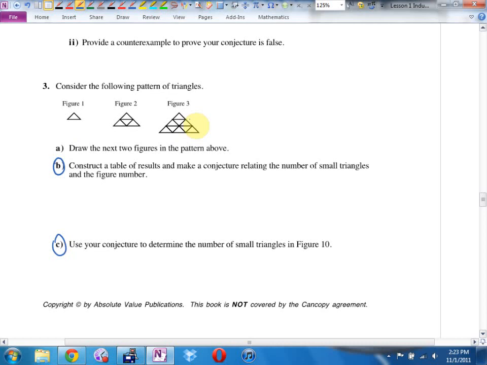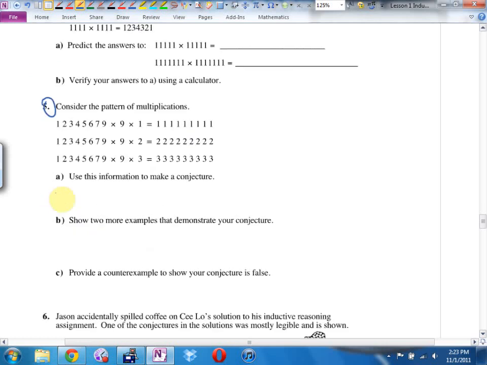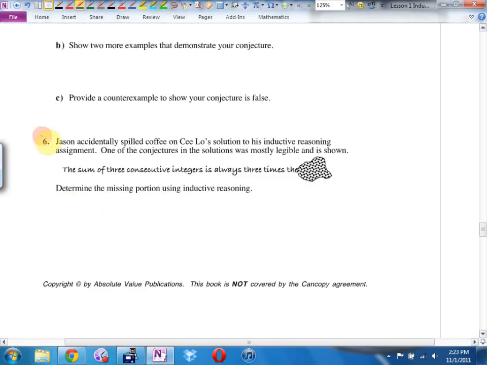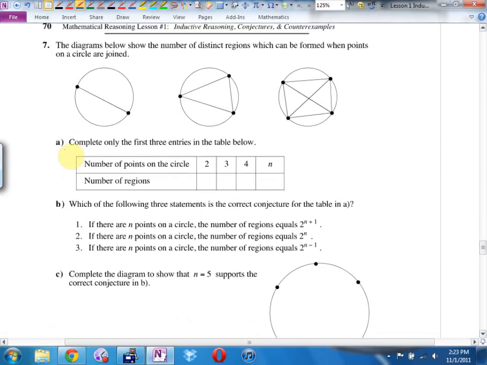Did I assign 4? Yep. 5? Yep. 6? Yep. Seven is an extension of what we did with diagonals. So that's a bit tricky, but I'll let you try it.